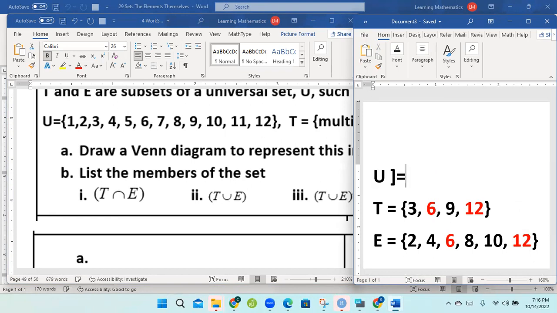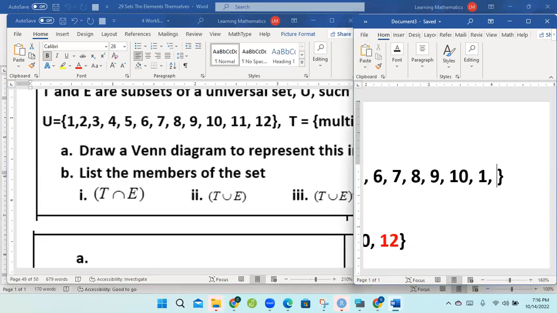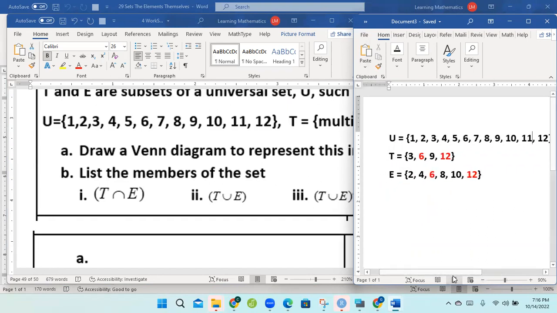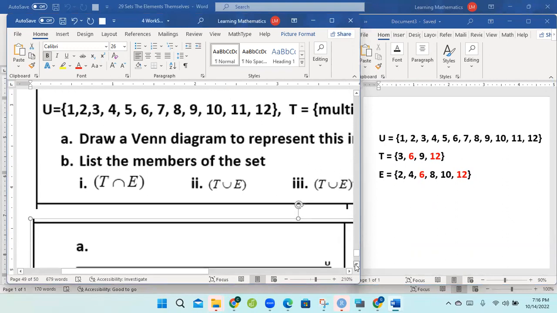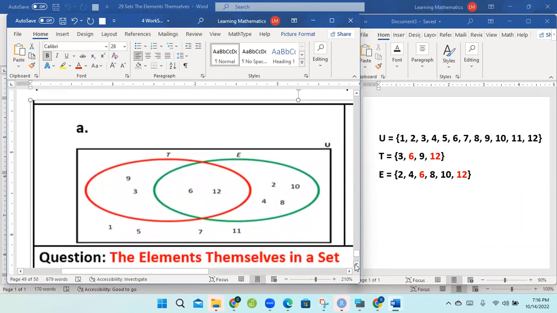Right above there is the universal set, just to facilitate the presentation. Take capital U for universal, numbers from 1 to 12: 1, 2, 3, 4, 5, 6, 7, 8, 9, 10, 11, 12. Let's minimize this a little bit. As you can see, this question is dealing with the elements themselves. What are the elements? Whole numbers from 1 to 12.